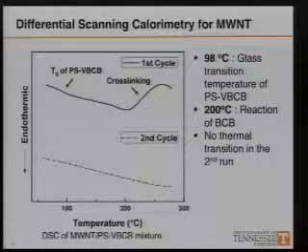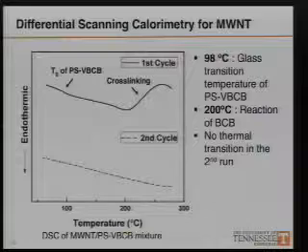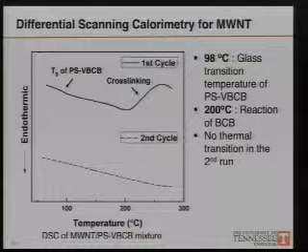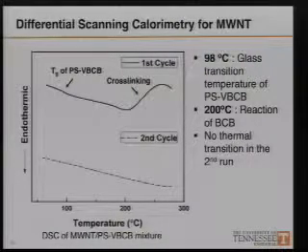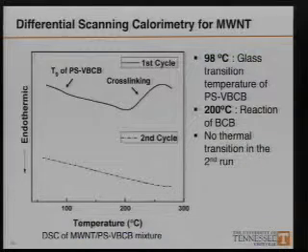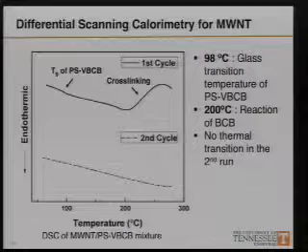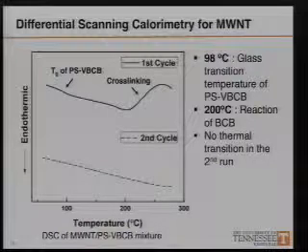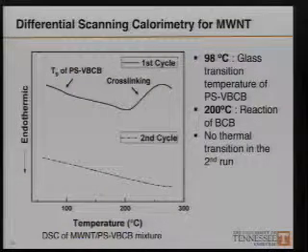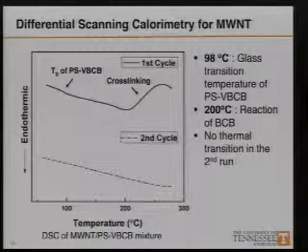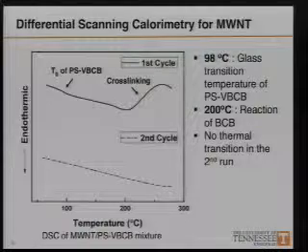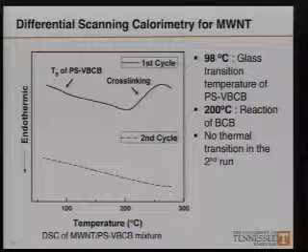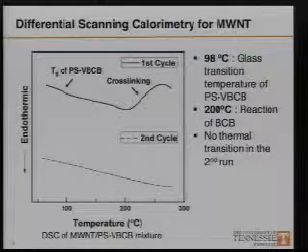We have also tried to monitor the reaction in solid state using differential scanning calorimetry. The mixture of crosslinker and multi-wall nanotube has been heated until 280 degrees C at a rate of 5 degrees C per minute. And in the first cycle, around 100 degrees C, there is a step transition, and this is the glass transition of the polymer crosslinker. At around 200 degrees C, a very high exothermic signal is observable, which is attributed to the crosslinking of benzocyclobutenes.